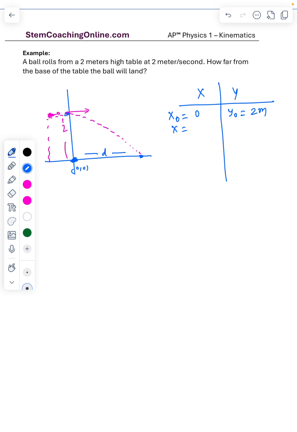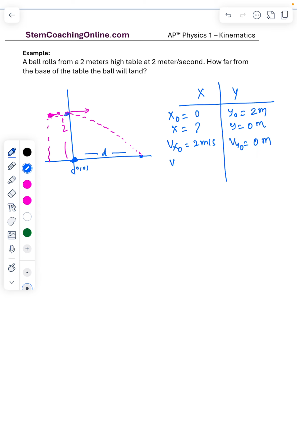What is the final x location? That's what we want to find, this d. Final y location: in this reference frame, the ball is falling to the ground, and the ground is 0 meters high, so this is 0 meters. What is my initial x velocity? We know that it's 2 meters per second. What is my initial y velocity? Since the ball only has horizontal velocity, the vertical component of the velocity is 0.